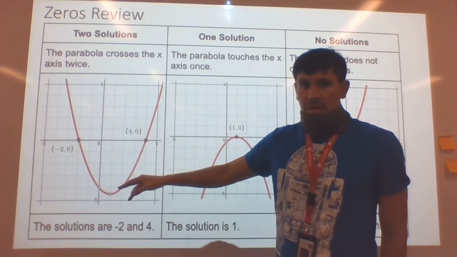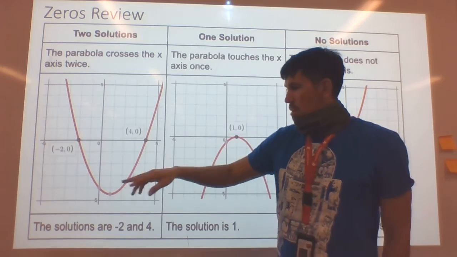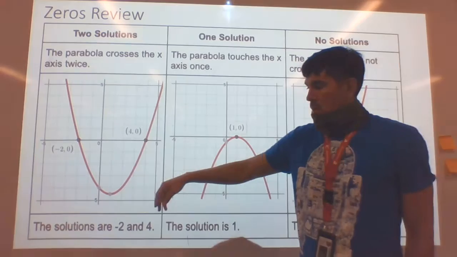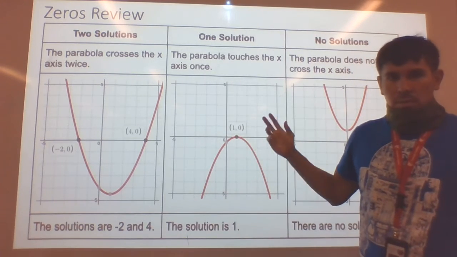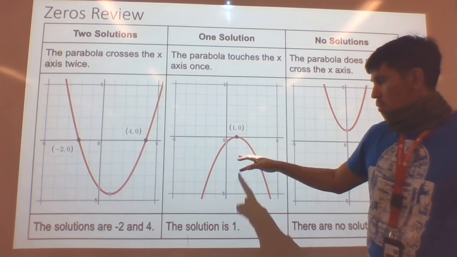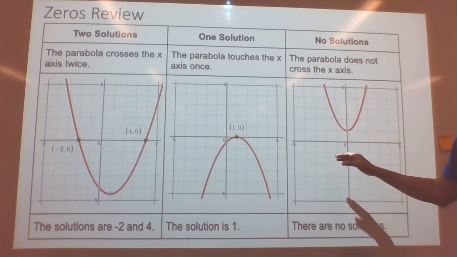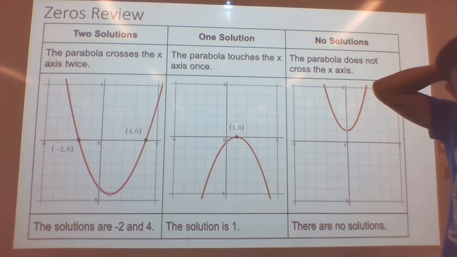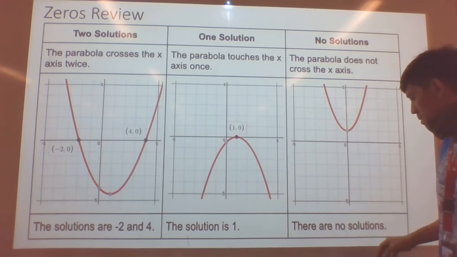We have two solutions. So we have two roots, two solutions, two zeros: -4 and 2. Over here we have one real root, one zero, and one solution. Over here we have no real roots, no zeros, and no solutions.